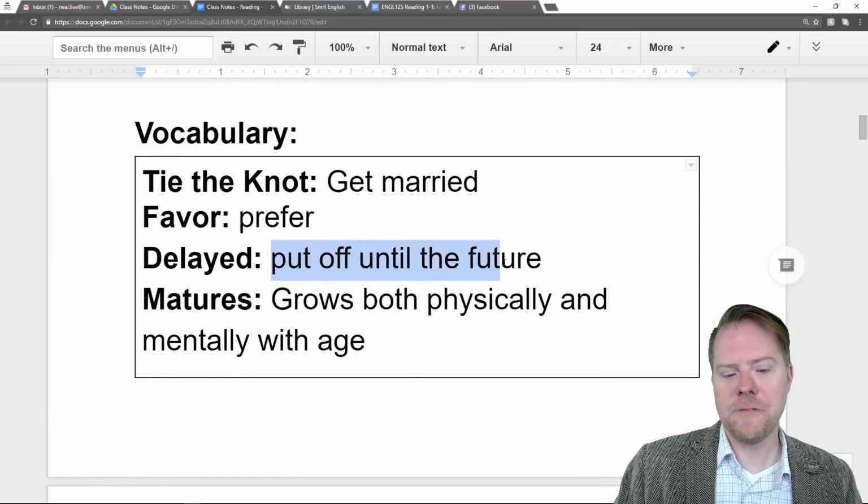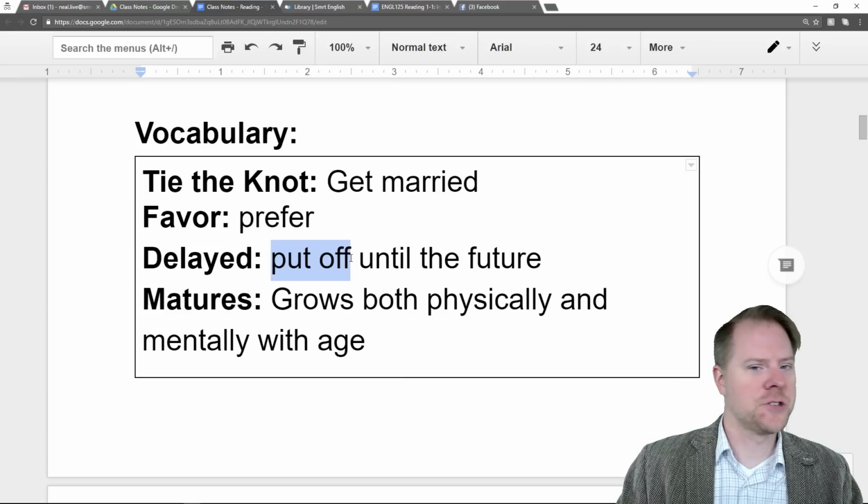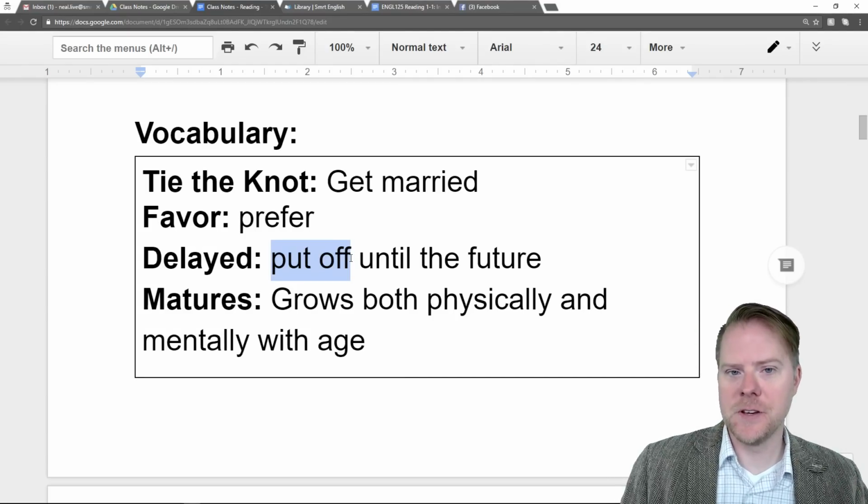Delayed, put off until the future. And we have a phrasal verb here, put off. It means you push something in the future. You don't do it now, you decide to do it in a future time.